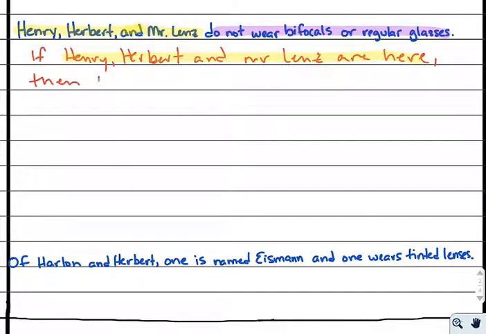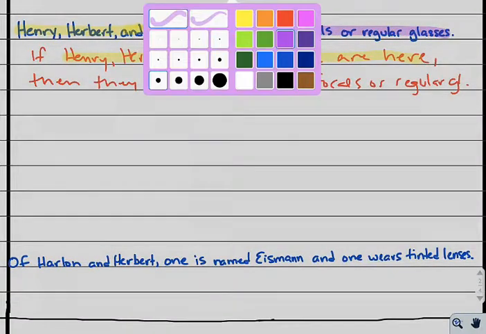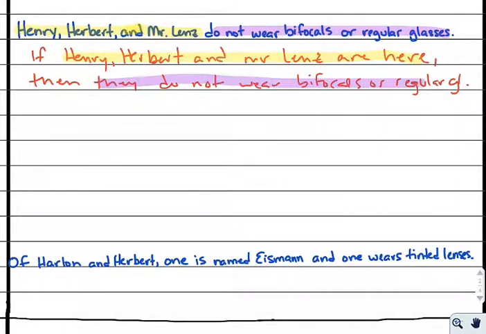Then they do not wear bifocals or regular glasses. I'm going to abbreviate there at the end so I don't have to drop another line. But again, the second part of the action that the subjects are taking becomes the then. Like I said, that is a superficial way to look at it, but at least it will get you rolling. So if subject, then target.